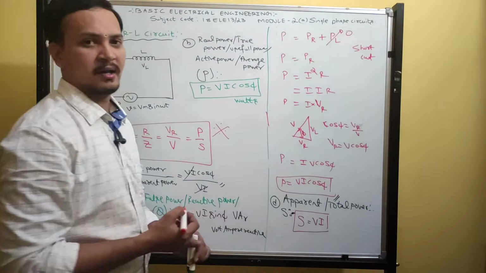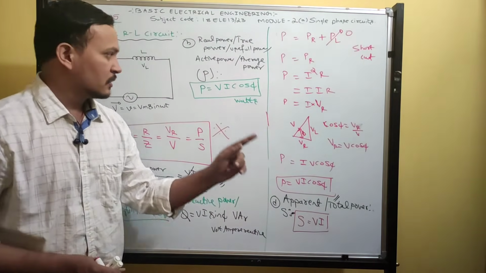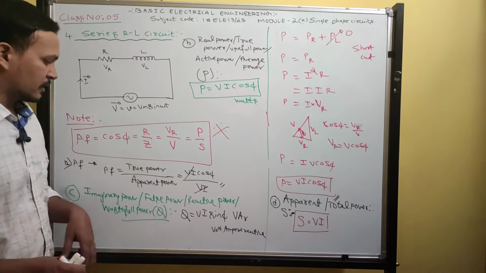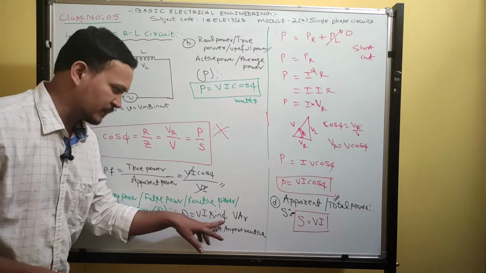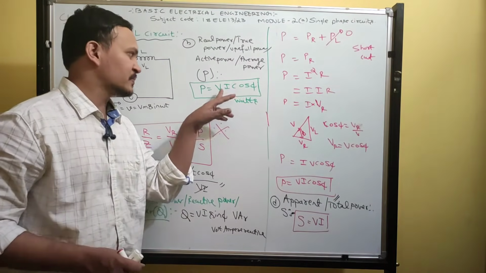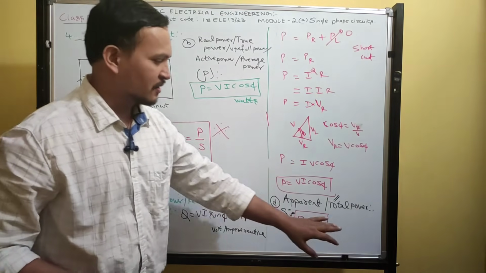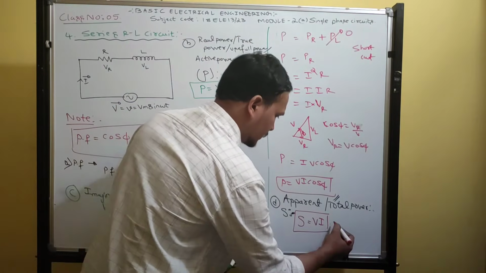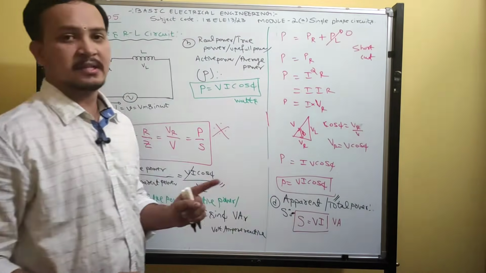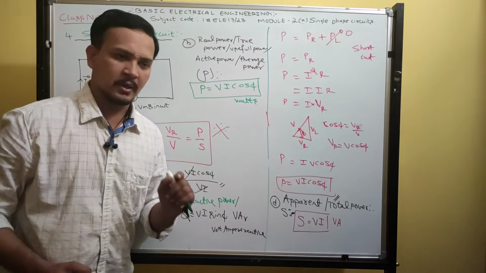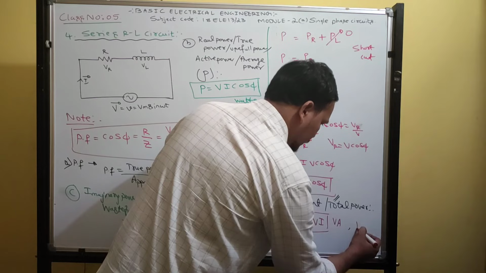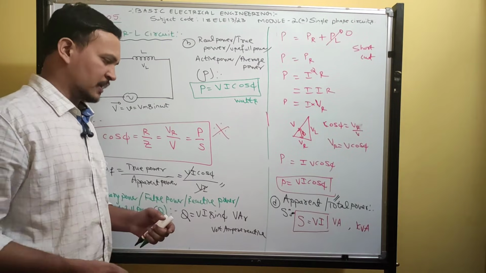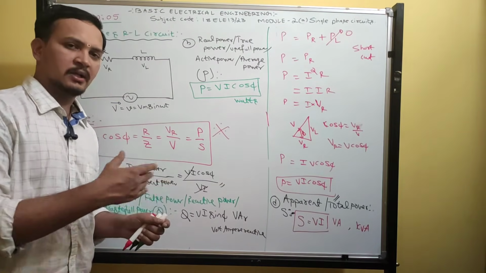Apparent power formula: S is VI. See guys, V and I are all RMS quantities, RMS values. What is phi? The angle between voltage and current. Here there is no power factor, just RMS voltage and RMS current. The SI unit of apparent power is volt ampere, or if the ratings increase, you can write kilovolt ampere, megavolt ampere, gigavolt ampere, teravolt ampere.